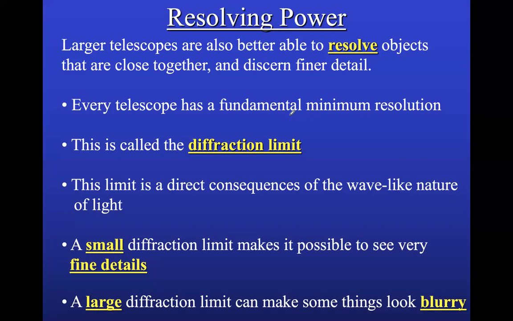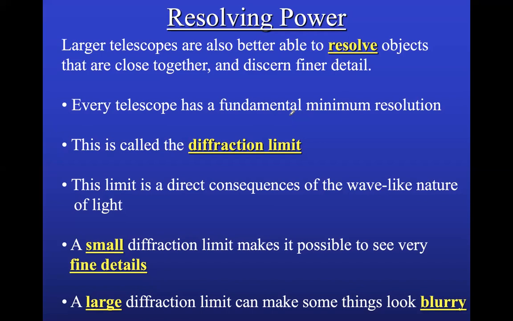Every telescope that you are using has a fundamental minimum resolution value, and this value has a specific name: the diffraction limit. Students who have done some physics may know that this diffraction limit is normally written as 1.22 times lambda over D. You don't have to know any proof of this, but I want you to remember this equation very well, because it is a fundamental equation when we are talking about telescopes in our course.